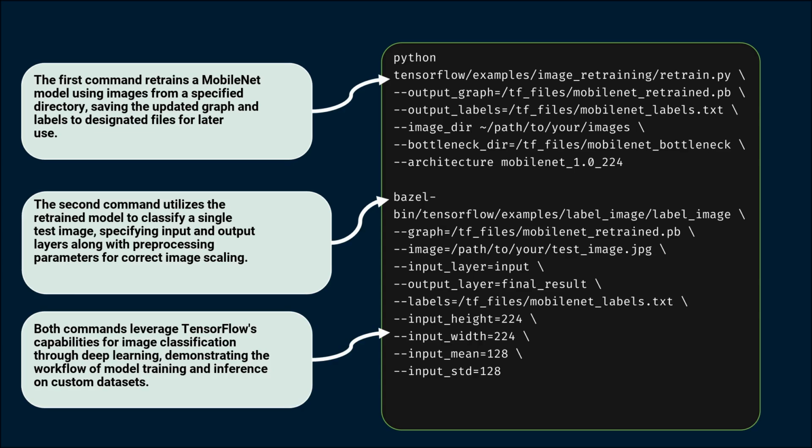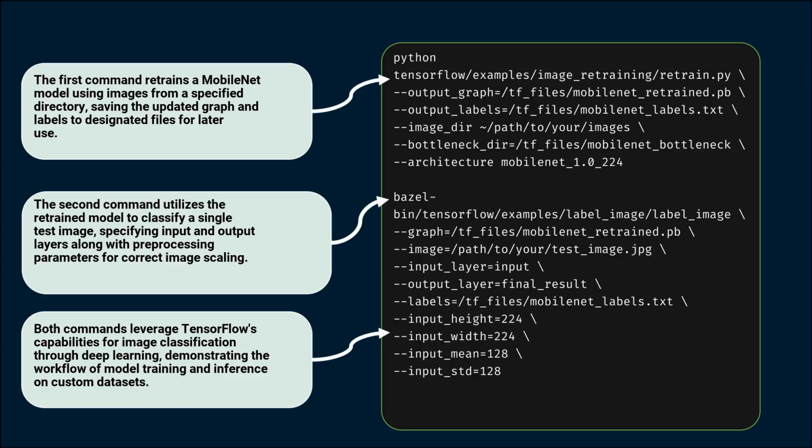Next, we define the output labels file, which contains the names of the classes the model will learn to classify. We also need to point to the directory that contains our training images. This image directory is essential as it provides the dataset the model will learn from. Additionally, there's a bottleneck directory specified, which holds intermediate feature representations that speed up the retraining process.